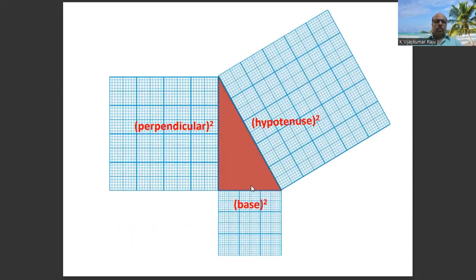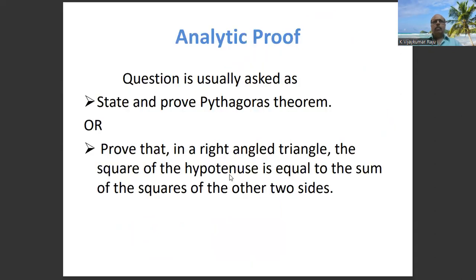So as a conclusion, perpendicular square plus base square is equal to hypotenuse square. This is the Pythagoras theorem. Now let us go to the analytical proof. The question is usually asked as: state and prove the Pythagoras theorem. It's a simple statement, so there you will have to write the whole thing. Or the statement is written and they say prove that: prove that in a right angle triangle, the square of the hypotenuse is equal to the sum of the squares of the other two sides. Prove that. So when the words prove that are there, this is the statement of the theorem.